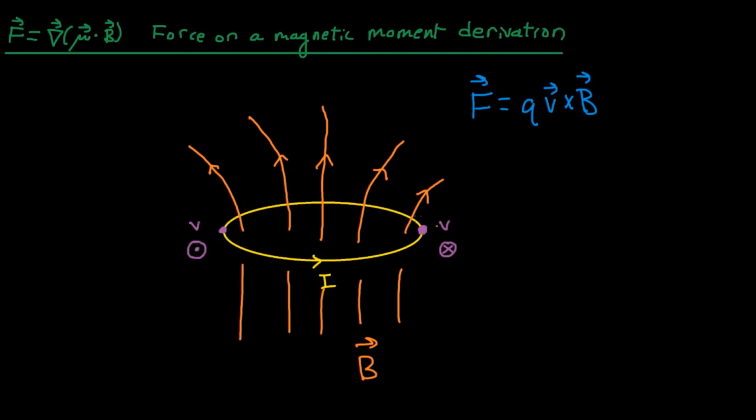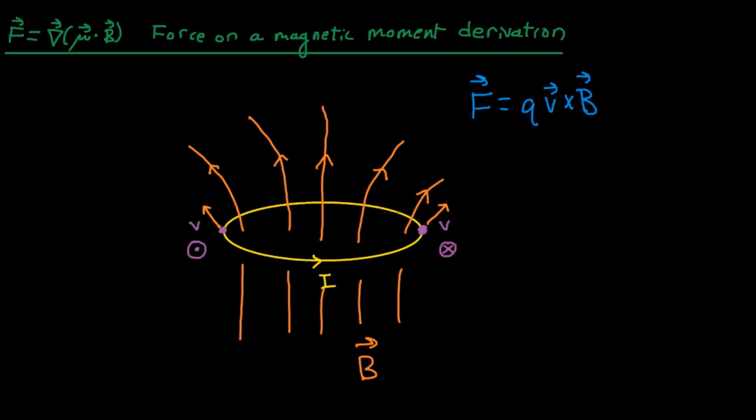Meanwhile, at these two points, the magnetic field would be pointed at an angle. On the rightmost point, it would be pointed like that, and on the leftmost point, it would be pointed like that. So this is where the magnetic field is pointing. Now, in order to figure out the direction of the force at these two points, we have to use the right hand rule. So now I'm taking out my right hand and I'm going V cross B.